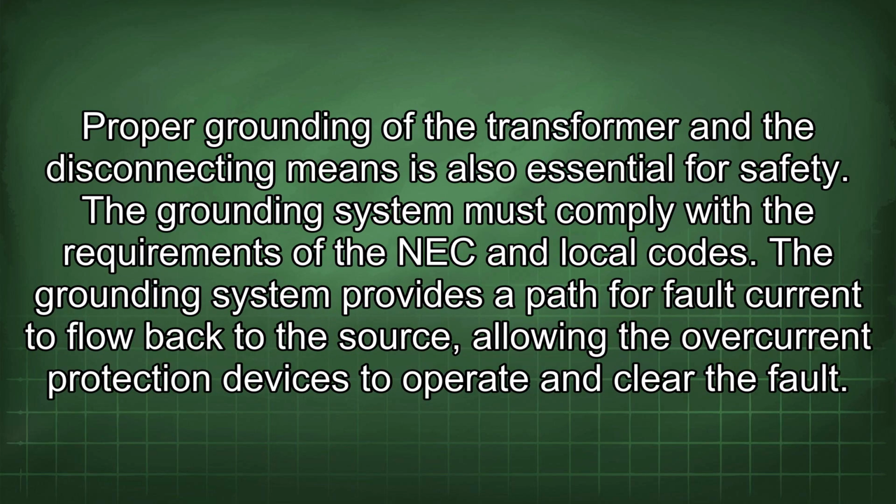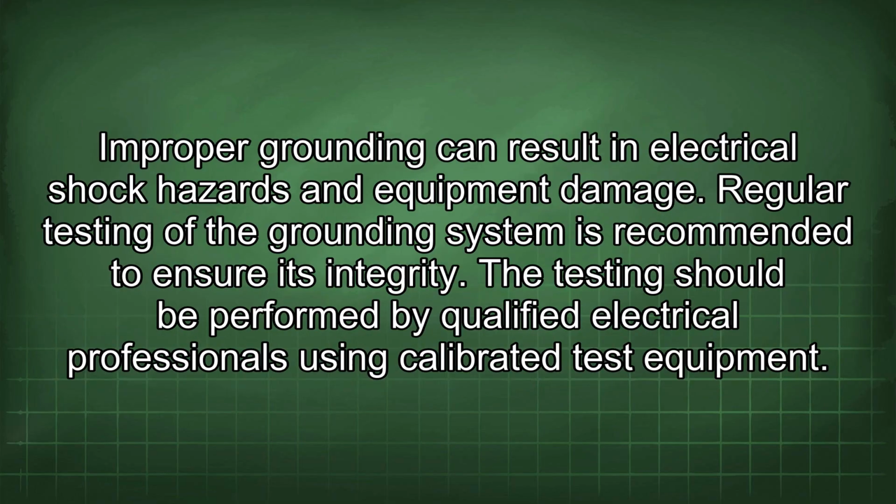Proper grounding of the transformer and the disconnecting means is also essential for safety. The grounding system must comply with the requirements of the NEC and local codes. The grounding system provides a path for fault current to flow back to the source, allowing the overcurrent protection devices to operate and clear the fault. Improper grounding can result in electrical shock hazards and equipment damage.